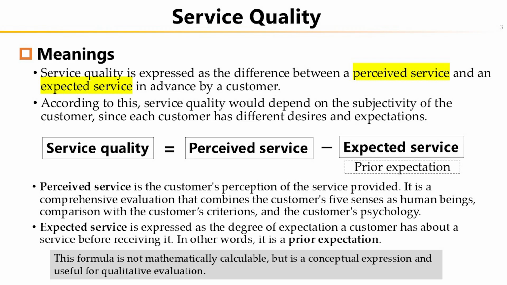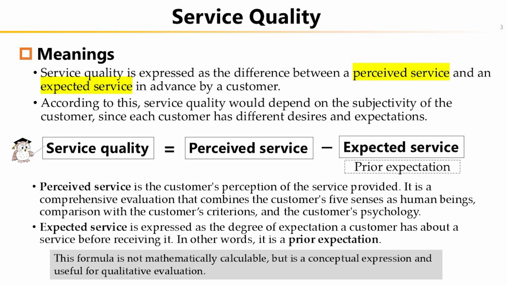The first criterion is the service quality. This is the most important indicator to consider in serviceology. The service quality is expressed as the difference between perceived services and expected services in advance by a customer. According to this, the service quality would depend on the subjectivity of the customer, since each customer has different desires and expectations. Please refer to this formula.